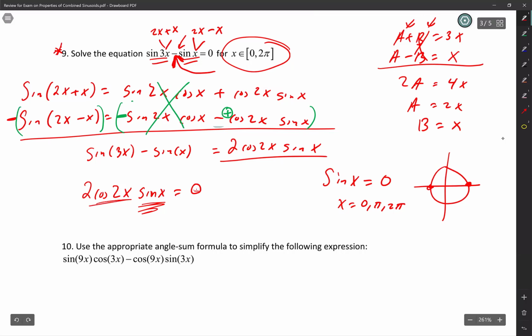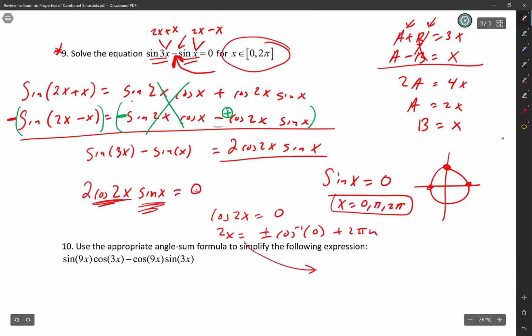So now I'm going to go to the cosine 2x. So cosine 2x is equal to 0. So I'm going to do arc cosine: 2x equals plus minus arc cosine of 0 plus 2 pi n. Let's see, where is cosine 0? Up here at pi over 2. So I'm going to write it over here. So 2x equals plus minus pi over 2 plus 2 pi n. Divide by 2, divide by 2, divide by 2. X equals plus minus pi over 4 plus pi n.